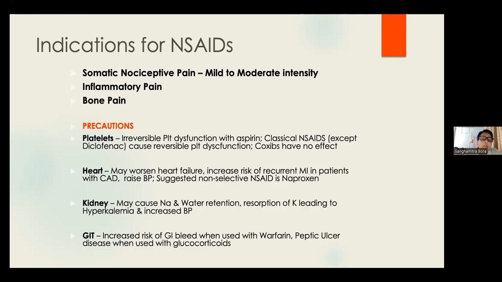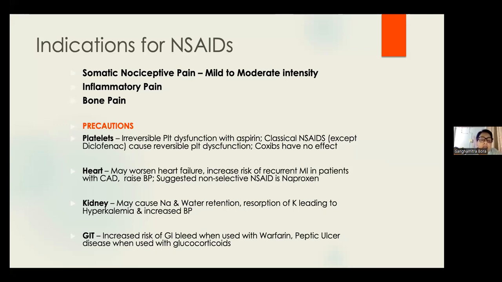When we talk about the heart, NSAIDs may worsen heart failure. They may increase the risk of recurrent MI in patients with CAD. They might raise the blood pressure. Henceforth, the suggested non-selective NSAID for patients with heart disease or a history of MI with CAD is naproxen. Do not use any other NSAIDs.